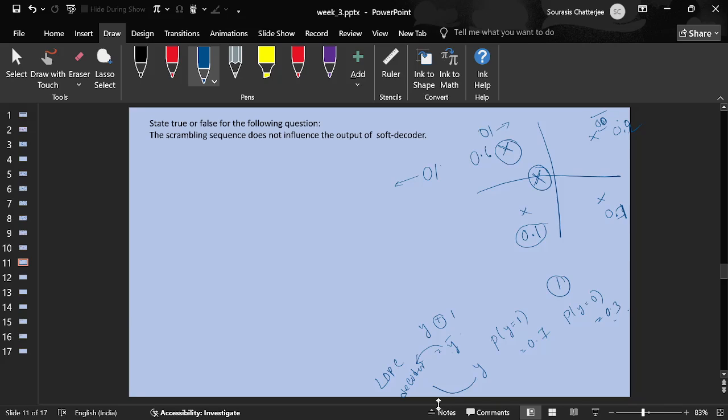If we see it from the perspective of the scrambler, if there had not been a scrambler, y is going to be fed into the LDPC decoder, right? But now the scrambler is there, and if that turns out to be 1, now y complement is being fed. If it's been 0, now 1 is fed, and if it's 1, 0 is fed. So from that point of view, it's going to influence the output of the soft decoder.